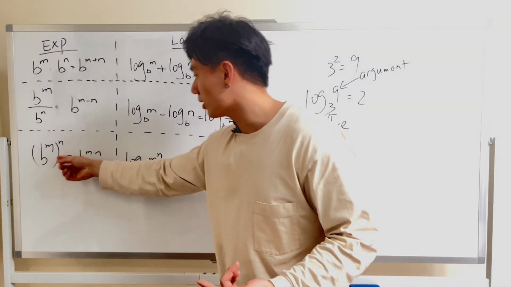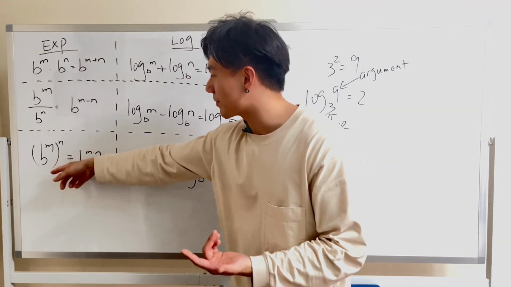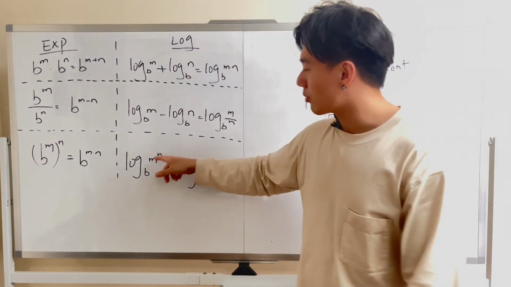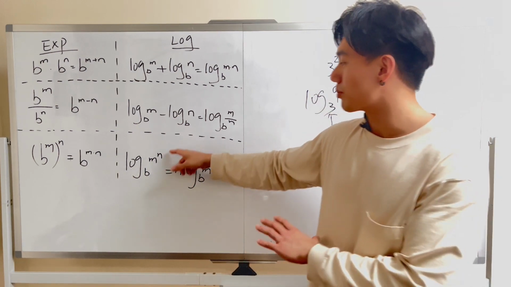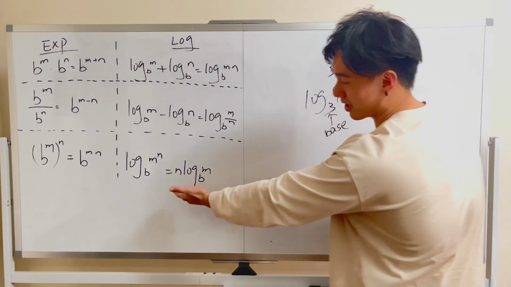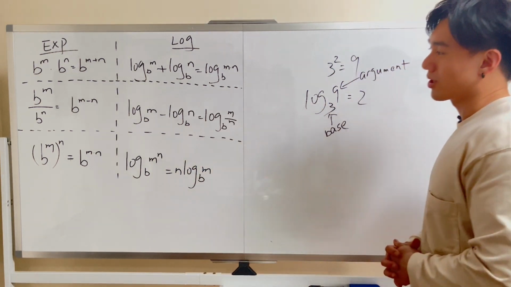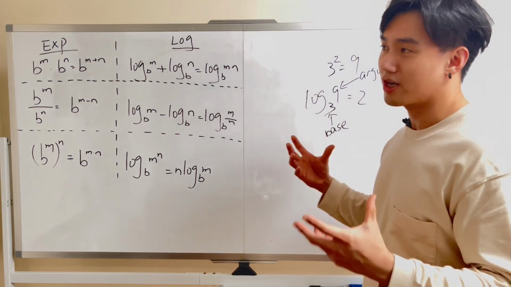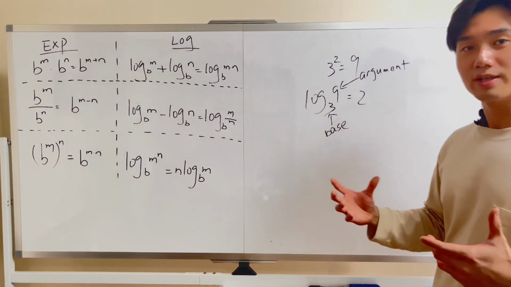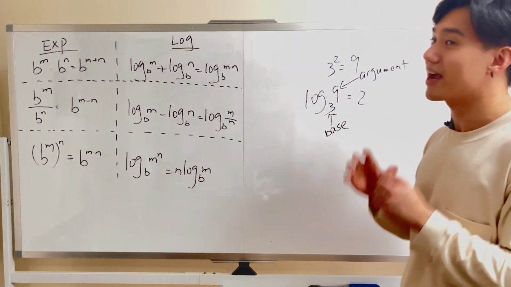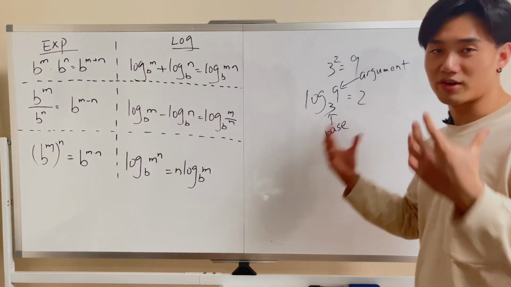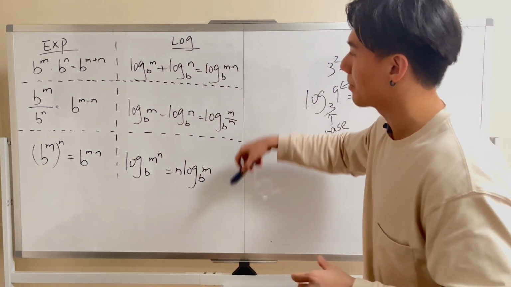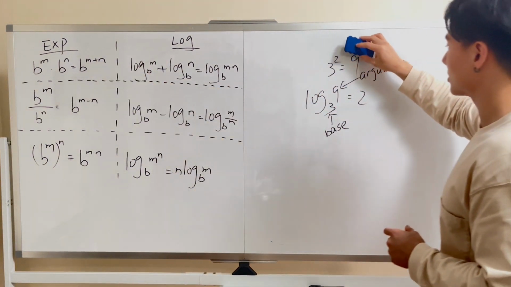Now, the power to a power rule: when we raise something to a power, and then to another power, we can multiply the powers. For log, the argument is m to the n, and we can bring the n to the front as the coefficient. It becomes a product, n times log. As some of you might already know, exponentials and logs are inverses of each other, so these properties are really showing that inverse nature. So without further ado, let's get right into it. Let's talk about how we can derive these log properties using the exponent properties.